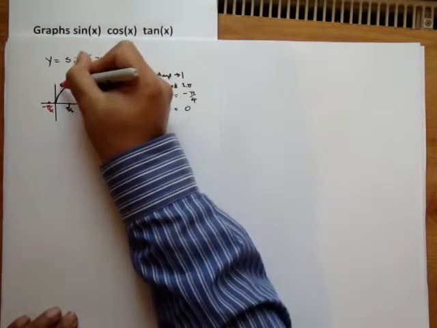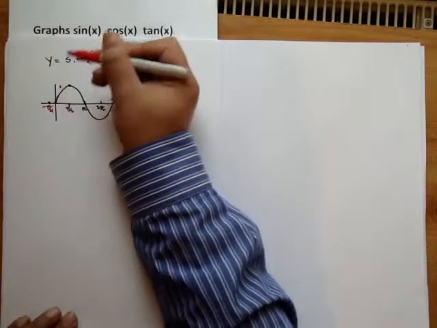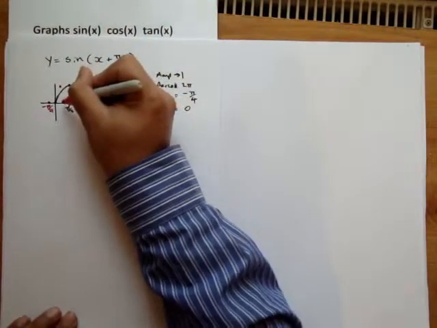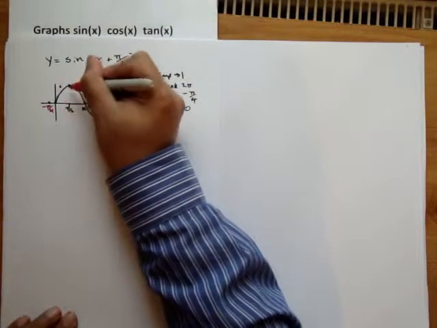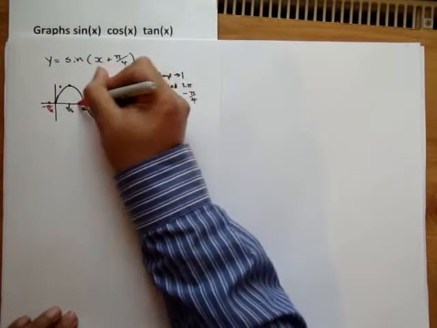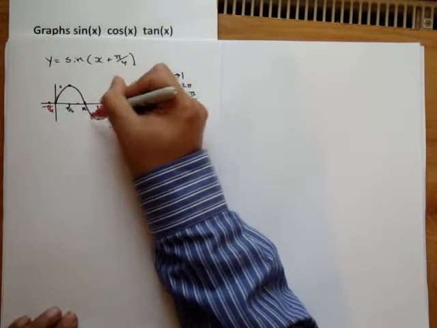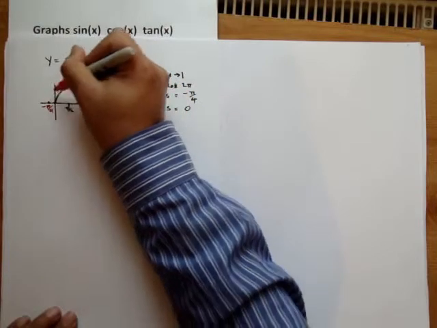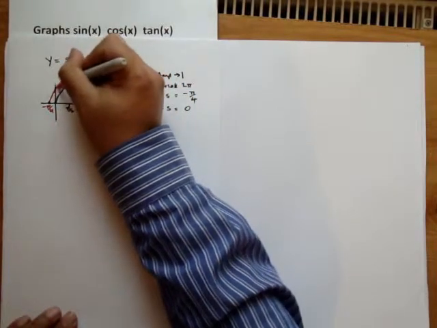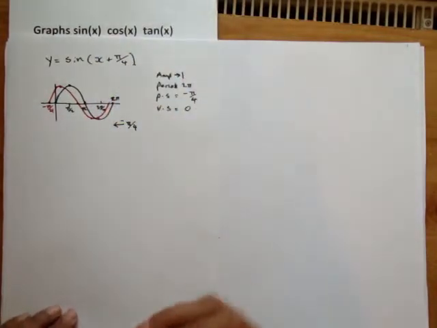This one would move over to here. The pi over 2 would move over to here. This pi would move over to here. This would move over to here. So our curve would then go up, around, down, and up like that.